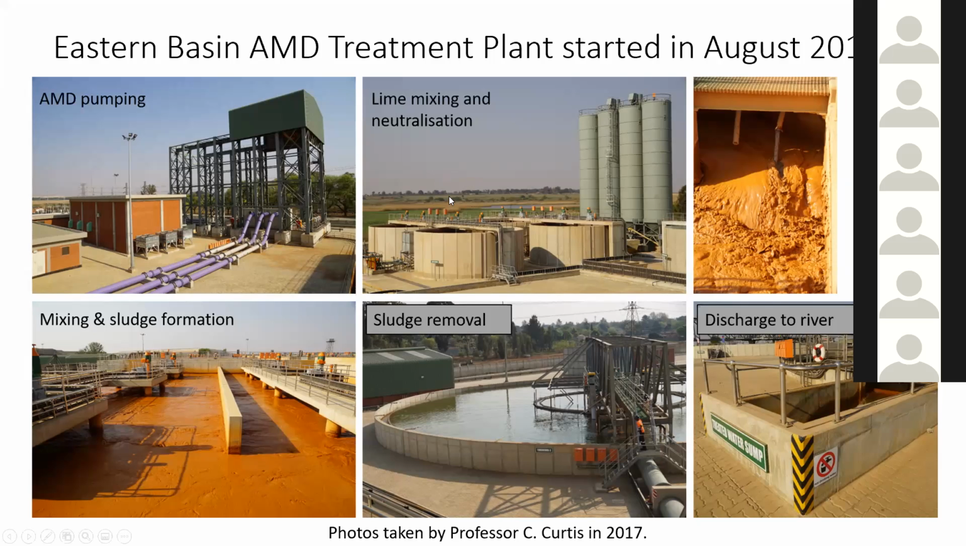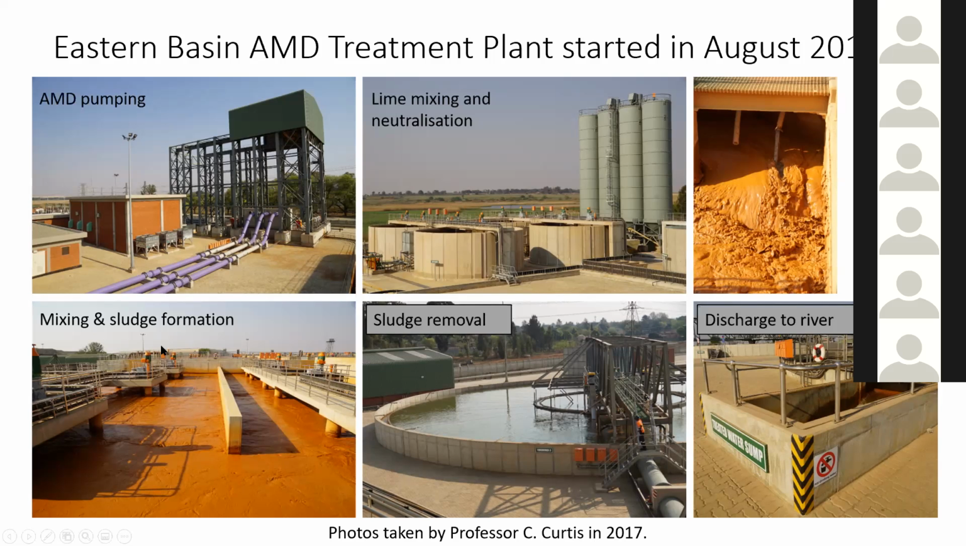From that pumping, the water is then mixed with lime, and it's neutralized. And so what we have is the formation of what we call the sludge, this brown liquid. This brown, heavy metal-rich liquid is formed after the first neutralization. After some treatment, that sludge is removed. The heavy metal sludge is removed through settling ponds and gypsum crystallization and other processes.